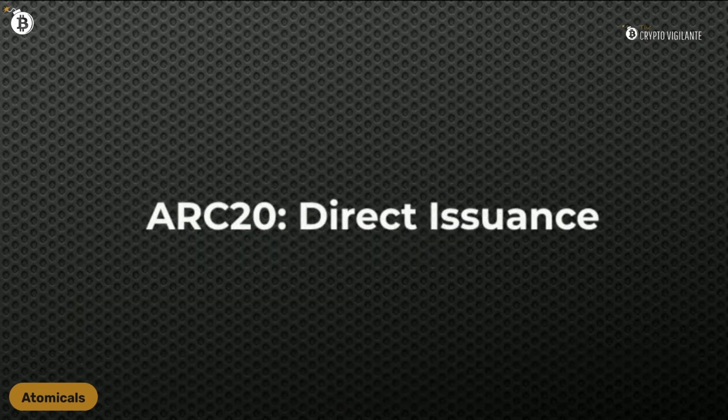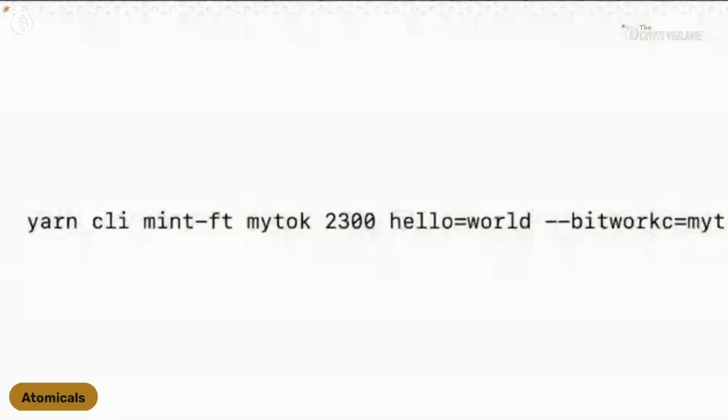So let's talk about the direct issuance. A team may want to issue a token directly, traditionally like ERC, Ethereum tokens. They'd issue some supply, and then they distribute it to whoever they want in whatever fashion they want. And so that's possible here. We use the mint FT command.